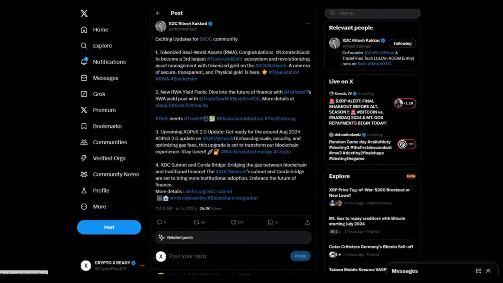Looking at a tweet from XDC Ritish. Exciting updates for XDC community. Number one, tokenized real world assets. Congratulations to Comtech Gold to become the third largest tokenized gold ecosystem and revolutionizing asset management with tokenized gold on the XDC network. A new era of secure, transparent, and physical gold is here. And talking about Comtech Gold, this is an amazing achievement. You could buy physical gold without actually holding it. They put it away in a vault. It's becoming bigger and bigger.